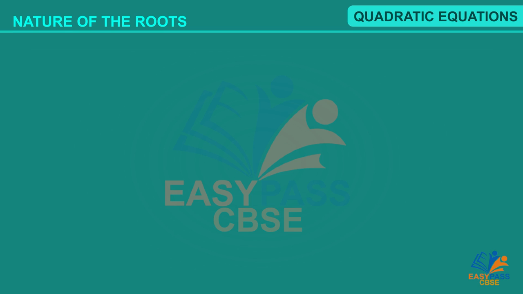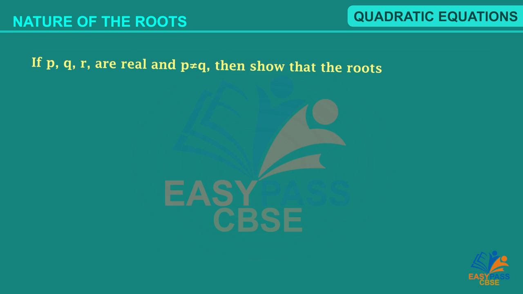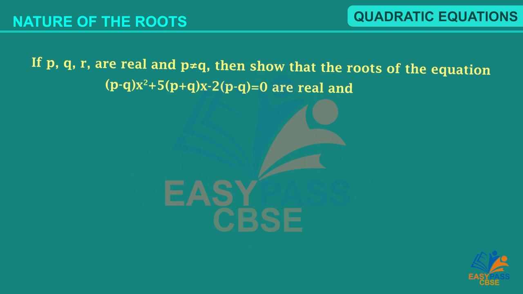One more, the typical question in the application of the discriminant. If p, q are real and p is not equal to q, then show that the equation (p minus q)x square plus 5(p plus q)x minus 2(p minus q) equals 0 has roots that are real and unequal. Underline the words real and unequal. To show real and unequal, you have to show the discriminant is strictly greater than 0.